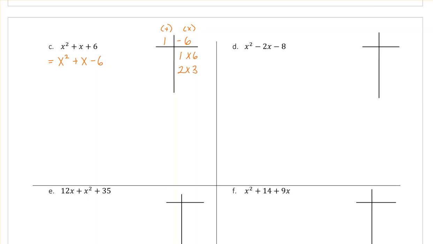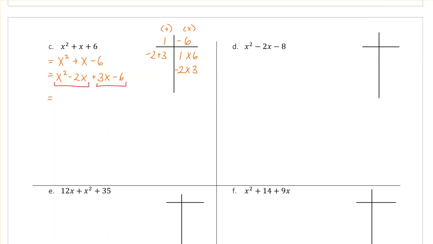Now, if the c value is negative, well, we need to obtain a negative. 2 times 3 is not going to get us there, but negative 2 times 3 will. And negative 2 plus 3 is also going to add to 1. So once you've identified that, we're going to split that middle term into our two pairs. Next, we're going to pair those together, and we're going to common factor.